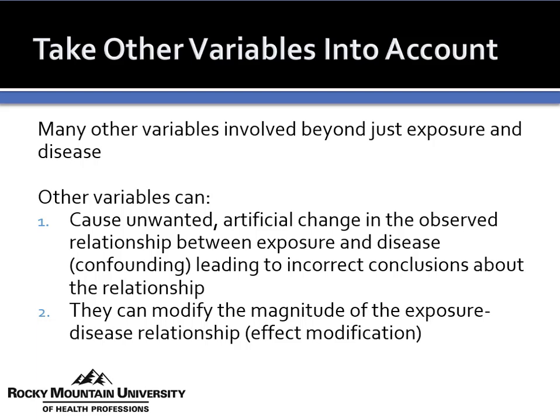There are many other variables involved beyond just exposure and disease. These variables can cause unwanted artificial change in the observed relationship between exposure and disease, leading to incorrect conclusions about the relationship. They can modify the magnitude of the exposure-disease relationship too.